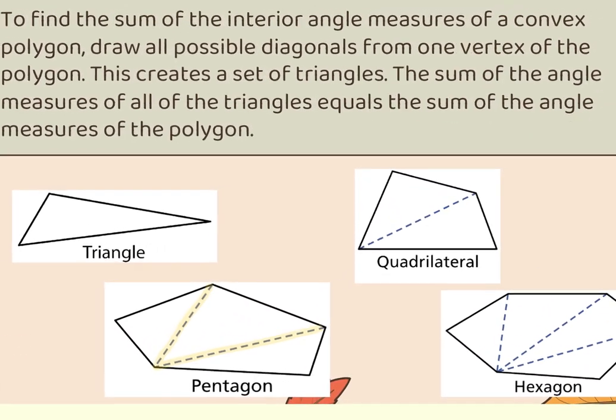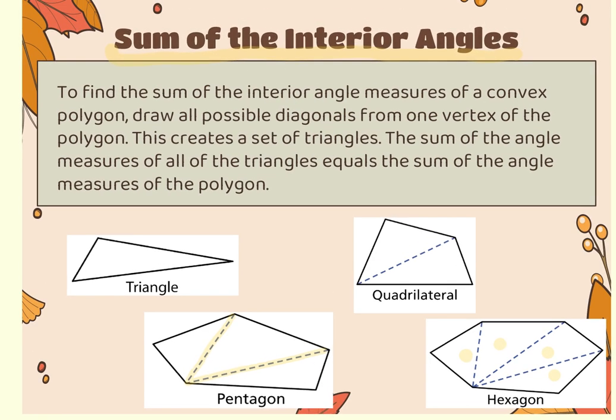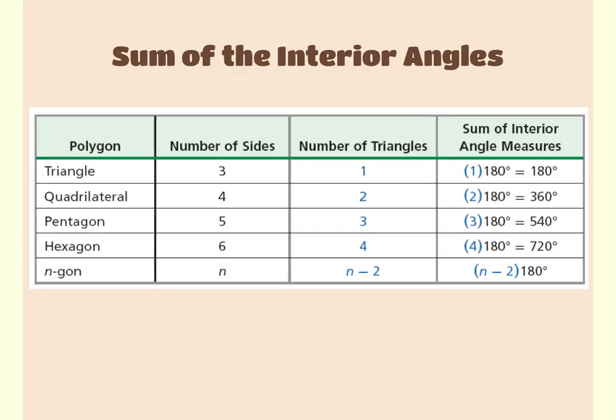If you did a quadrilateral, there would be 2 triangles. If you did a hexagon, there would be 1, 2, 3, 4 triangles. So the pattern there is that there are 2 less triangles than there are sides, which is where the equation comes from: n minus 2 times 180. This just shows that pattern. If it's 3 sides, there's 1 triangle, it would be 180. If there's 4 sides, it would be 2 triangles, 360. 5 sides and 3 triangles would be 540. 6 and 4 would be 720. Now you don't have to memorize that because this formula is basically what you're using: n minus 2 times 180, where n is the number of sides.